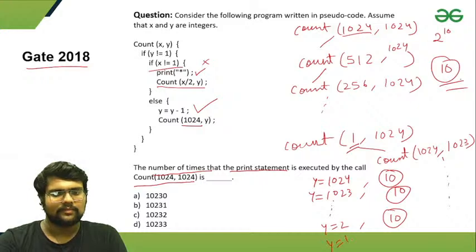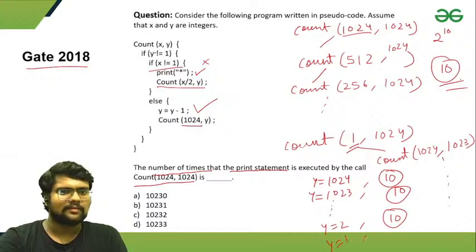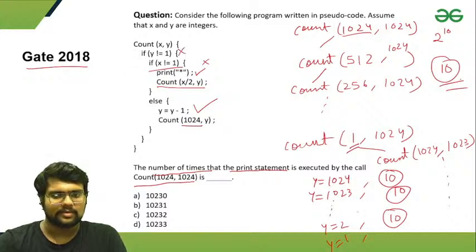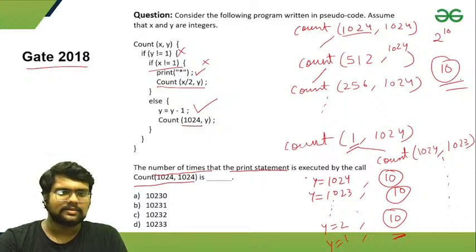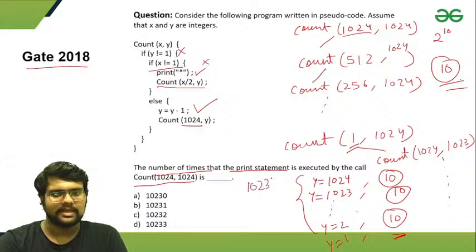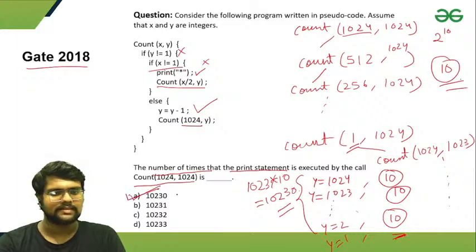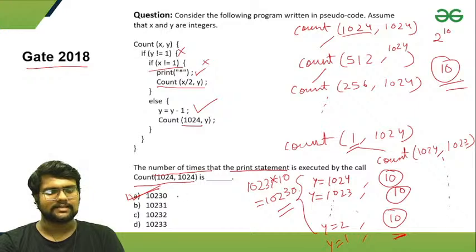When y becomes 1, this if condition is not satisfied, hence we get out of this function. So it will not print anything. So the y value is changed 1023 times, and each time the print statement is executed 10 times. So the answer is 10230. So option A will be our correct answer here. So this is the correct answer.